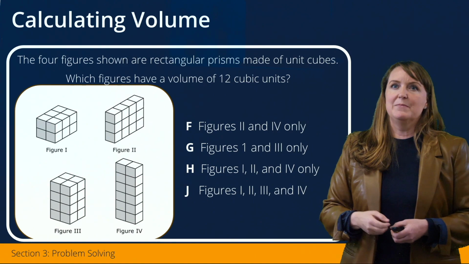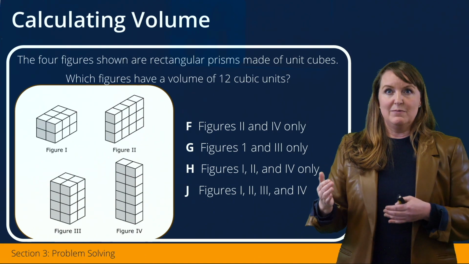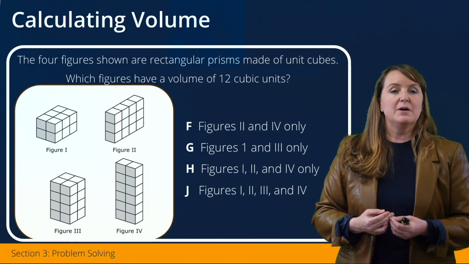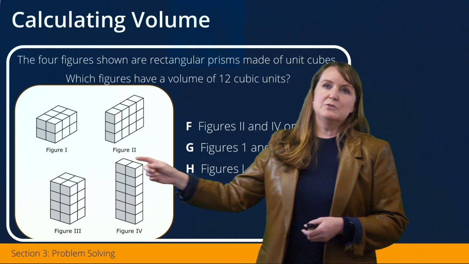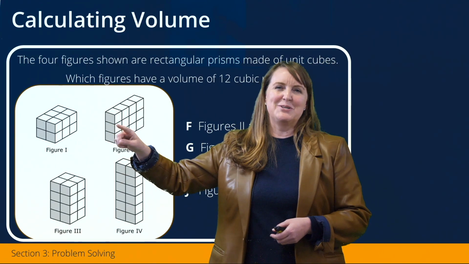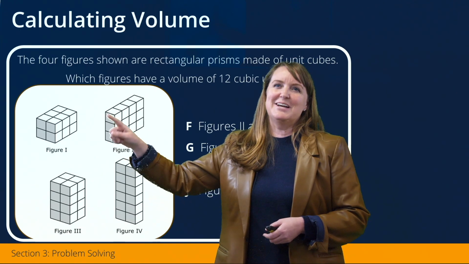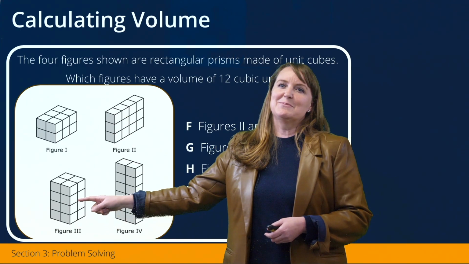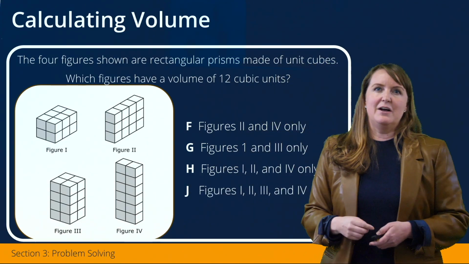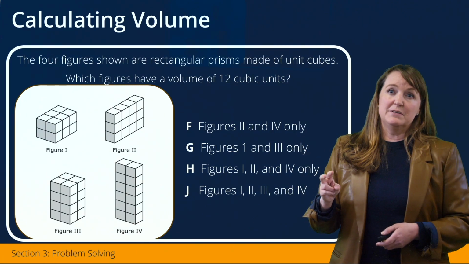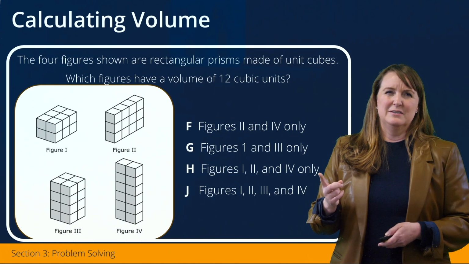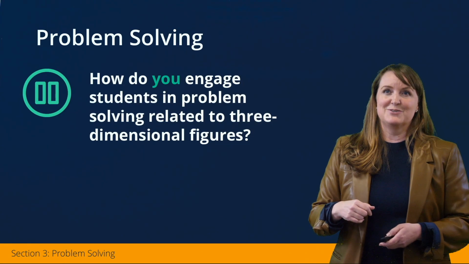Here's another example. 4 figures are shown that are regular rectangular prisms made of unit cubes. Which figures have a volume of 12 cubic units? So here students have to calculate length times width times height. Length times width times height, length times width times height, and then length times width times height to figure out if it's just one of these figures, 2 of these figures, 3 of these figures, or 4 of these figures. It's actually 4. That is one of the answer choices.